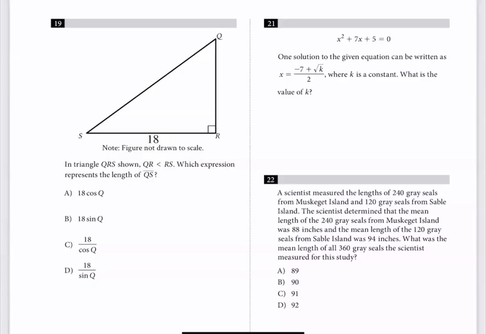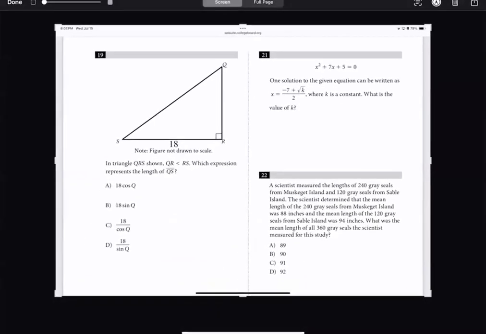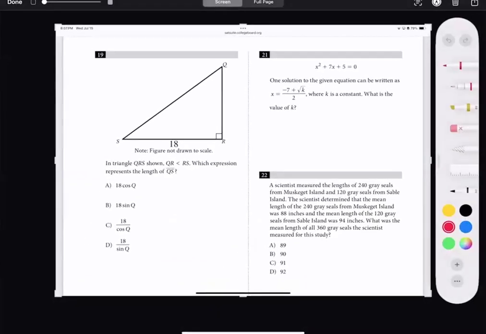D. Yes, here is what we did in algebra 2. Okay, I go first. In a triangle QRS shown, QR is less than RS. Which expression represents the length of QS? Okay, QS is the hypotenuse. Do you agree? I will try first the sine.